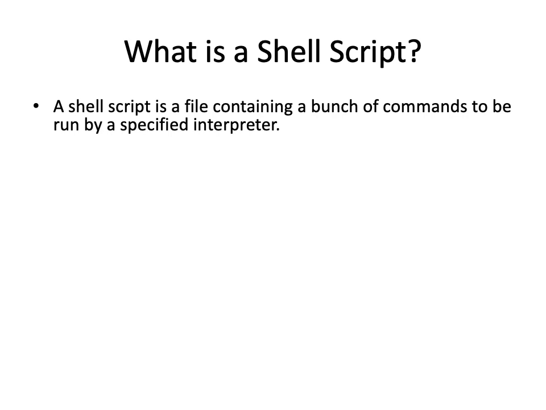A shell script is a file that contains a bunch of commands that are to be run by a specified interpreter. So a shell script is a file, like a text file. It specifies what that interpreter will be, and then it has a bunch of commands written in a way that that interpreter will understand.